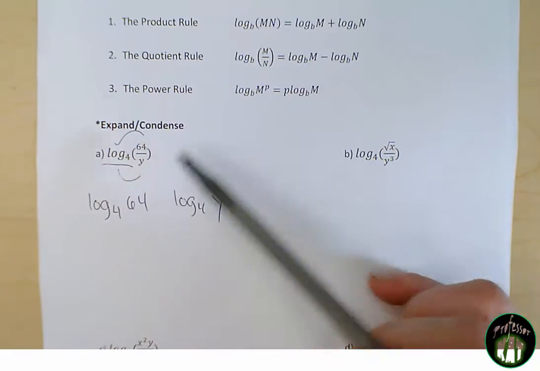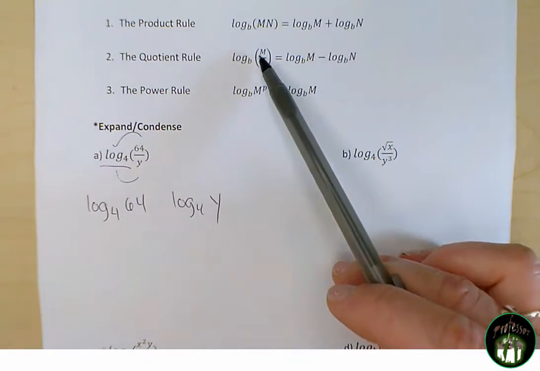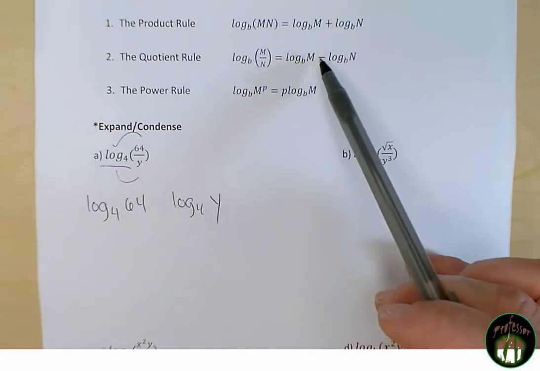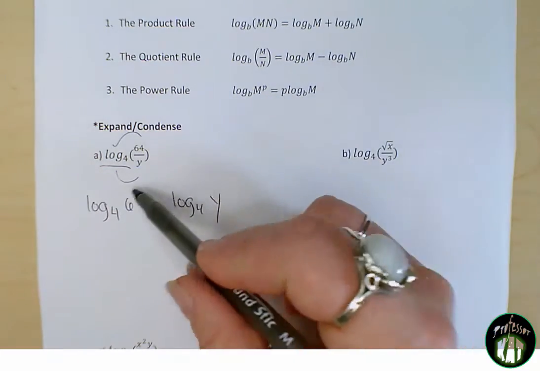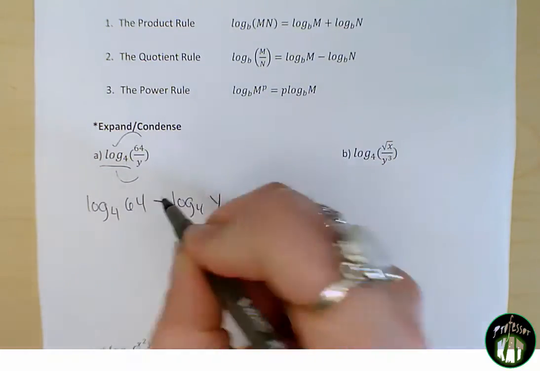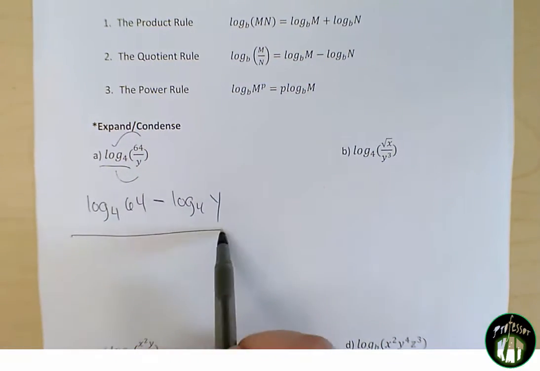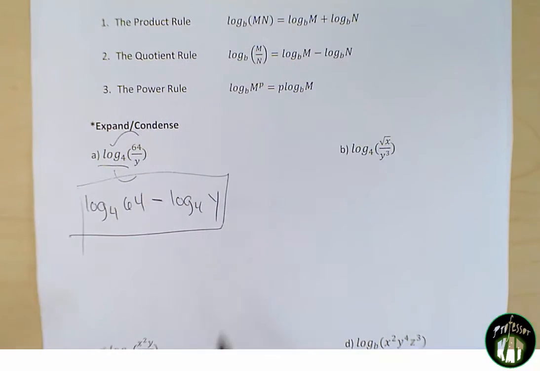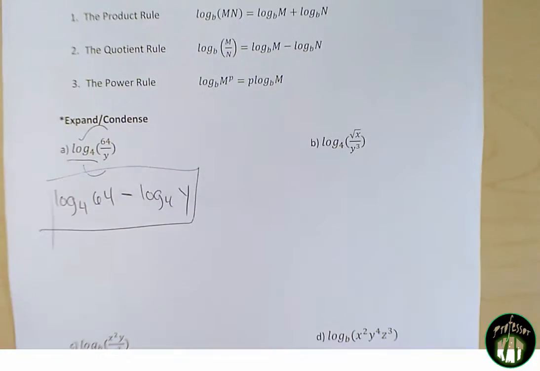Now here in our problem, we have division, and according to the quotient rule, you're going to expand out division by subtracting them. So after we distribute, because we're dividing, we're going to put a minus sign in between. And we are actually done expanding this. This is our solution. Let's try another one.